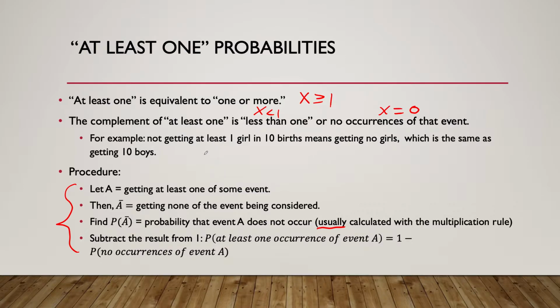For example, not getting at least one girl in 10 births means getting no girls, which is the same thing as getting 10 boys. You can't have negative girls in that case.